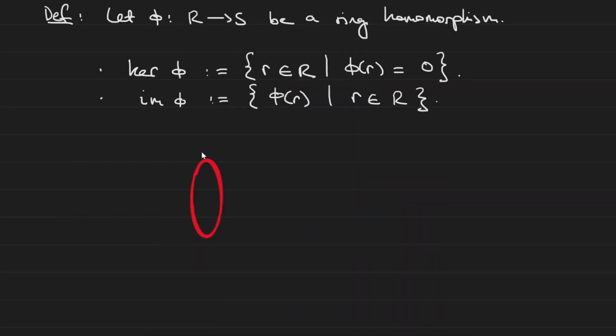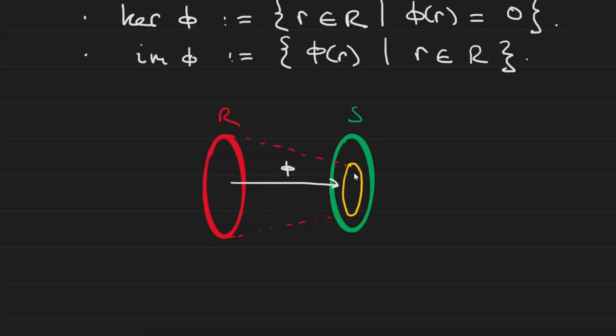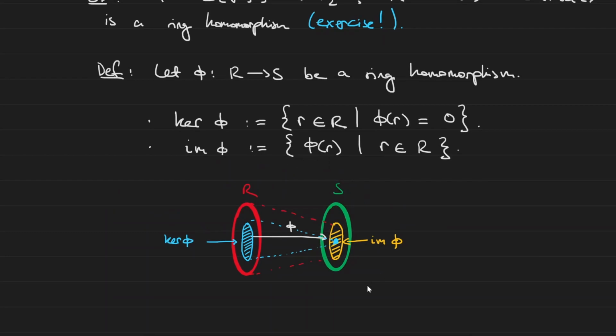So if you have two rings, R and S, and you have a map phi that goes between them, then the image of phi is where all the elements in R land in the set S, and you can show that the additive identity must be inside of this image as well, because 0 must be mapped to 0. Then the kernel is everything inside of R that gets mapped to that 0 there. So that's a picture of what's happening if you wanted one.